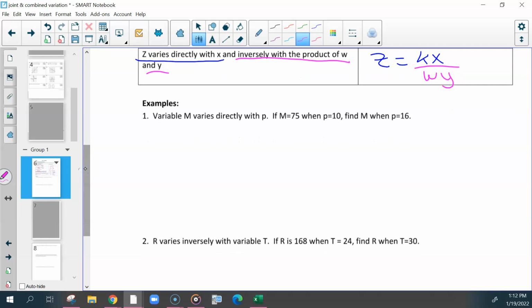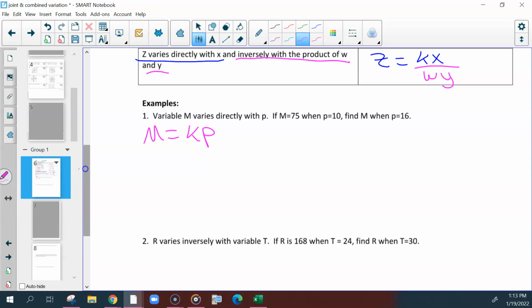So first thing you should do with these is set up the equation. For number 1, variable m varies directly with p. How would I set that up? Look back at the examples we just did. M equals k times p. These aren't the y and x that we were using before, but that's okay. As long as you know what goes with what, you're good.